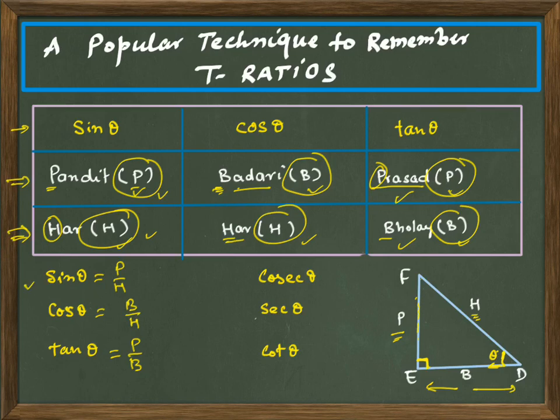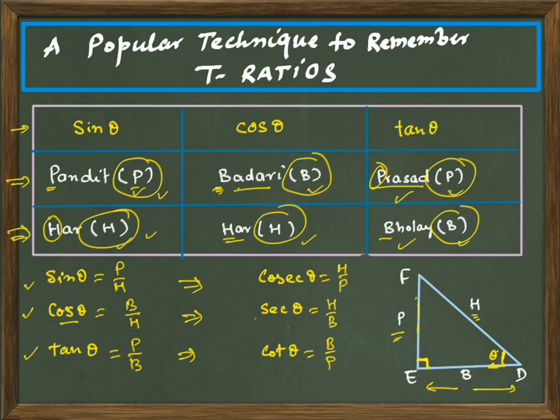So now we got sine theta, cos theta, tan theta. We know that the reverse of sine theta is cosec. So what will be cosec theta? It's the reverse of sine theta, so it will be H by P, because sine theta is P by H. In a similar way, sec theta will be the reverse of cos theta. Cos theta is B by H, so sec theta will be H by B. Now tan theta is P by B, so cot theta is the reverse of tan theta, so it will be B by P.